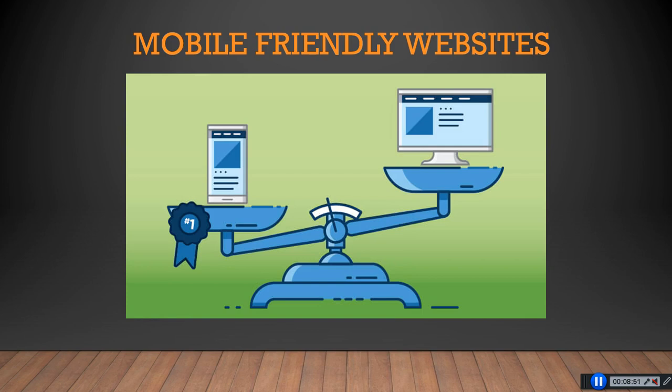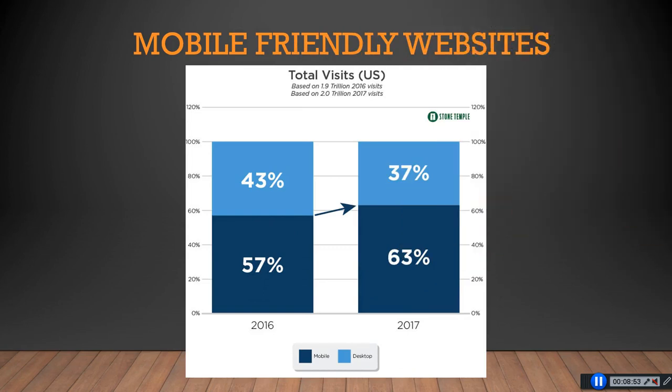All right. Let me show you the statistics on this. Right now, this is the latest that we could find from Stone Temple. They do this research. 63% of website visits now come from mobile phones. All right, 63%. It was 57% in 2016. The 2018 data is not going to come out until early next year because they'll have the whole year's worth of data. It's going to rise again. I wouldn't be surprised if it's closer to 70% by 2018. This is growing by leaps and bounds.